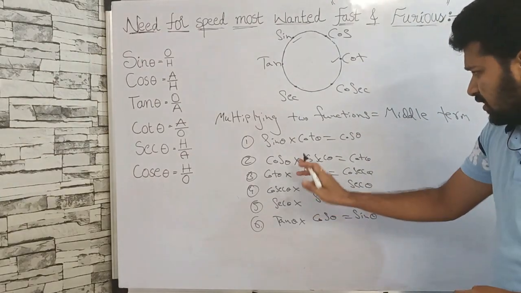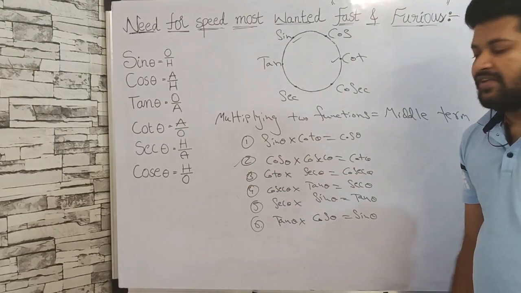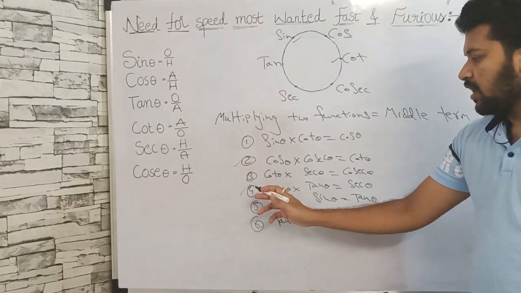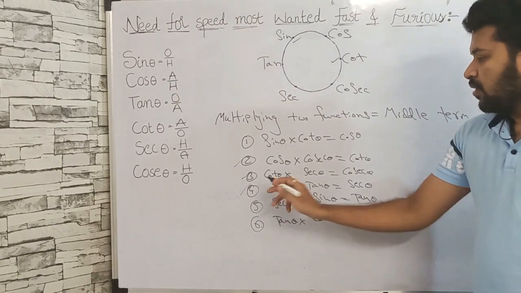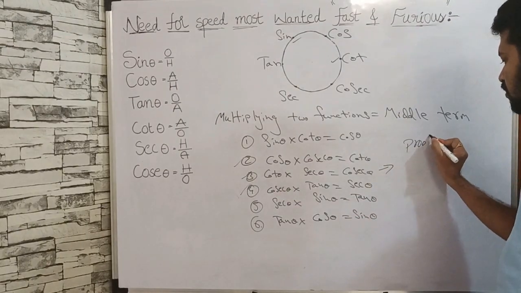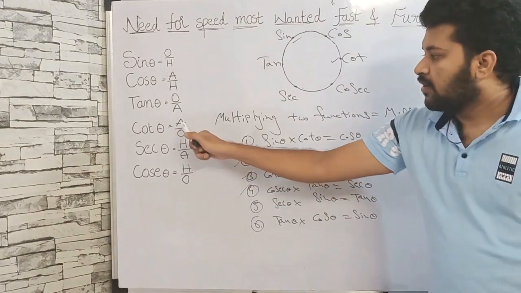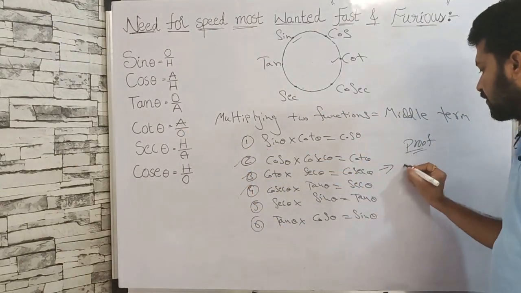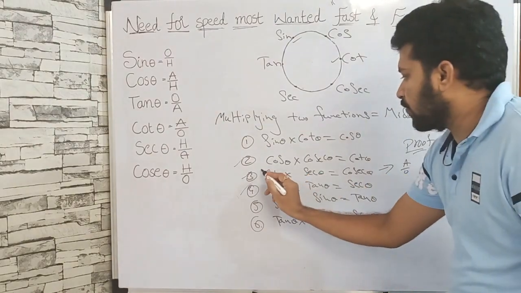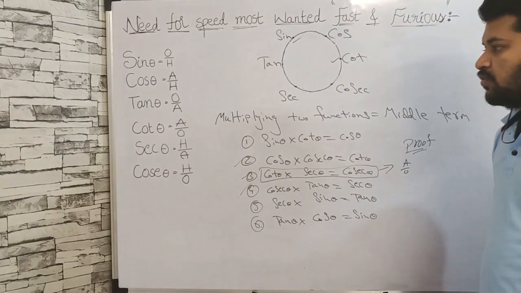So now we are doing the proof. In this, we can select any one. Let us check with the second or fourth, whatever it may be. Let us check with the third proof. Then what is cot theta? I will draw it and keep it in a box, so it will be easy to visualize.